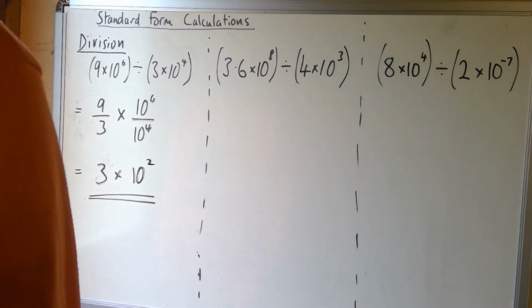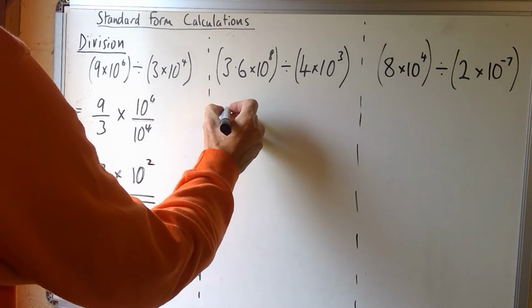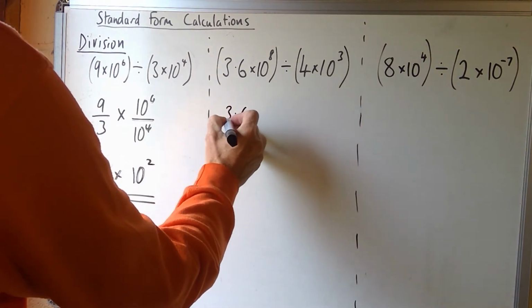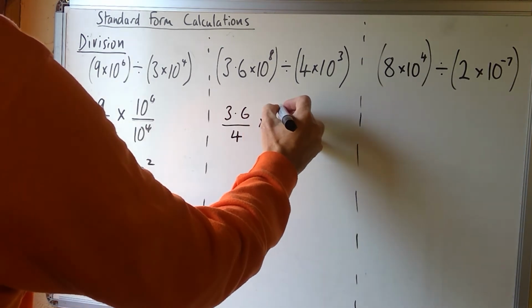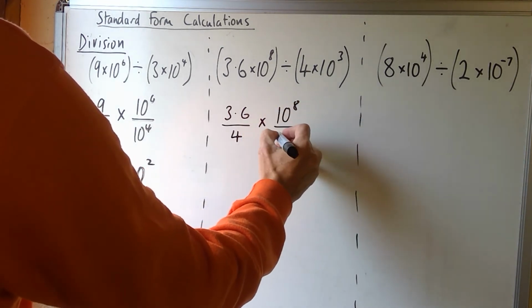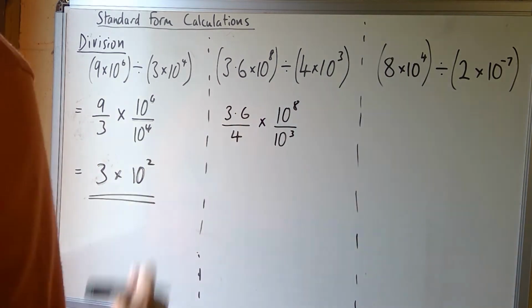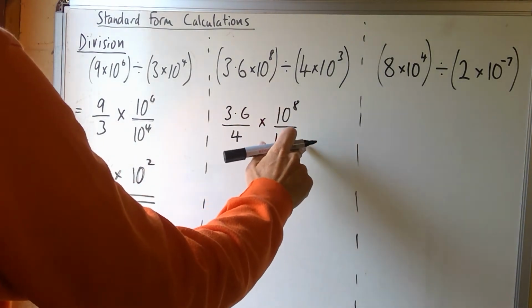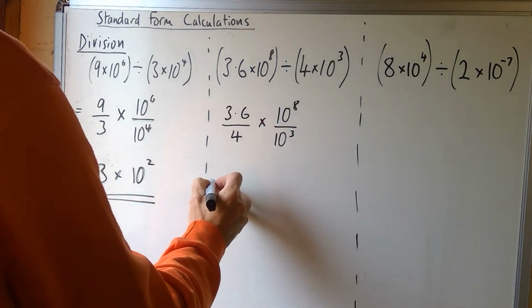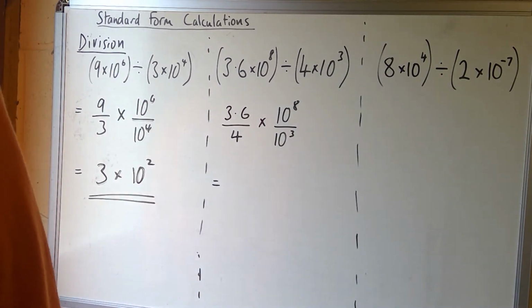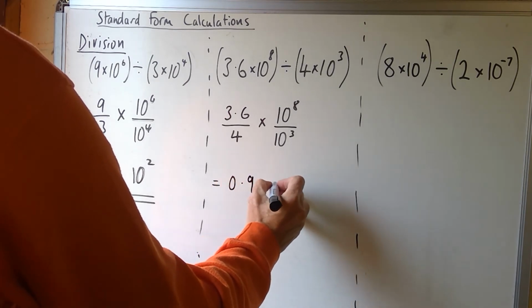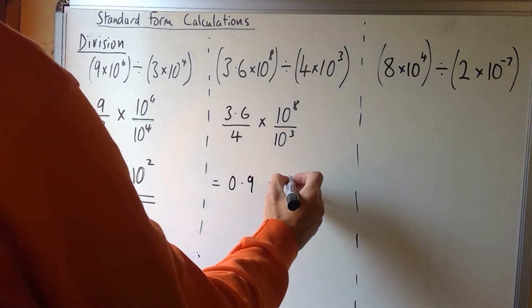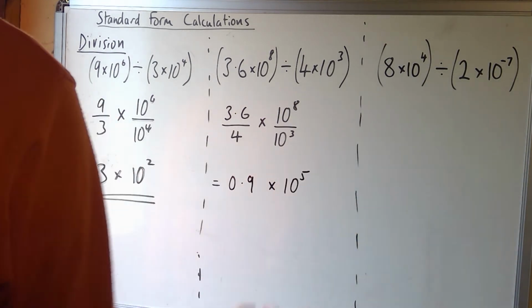The numbers might not always be so simple. So on my second example, I'm going to do 3.6 divided by 4 multiplied by 10 to the 8 divided by 10 to the 3. So I'm dividing the number parts on the left and the powers of 10 on the right. 3.6 divided by 4, well 36 divided by 4 is 9, so 3.6 divided by 4 is going to be 0.9. The powers, I'm subtracting the powers I'm dividing, 10 to the power 5.